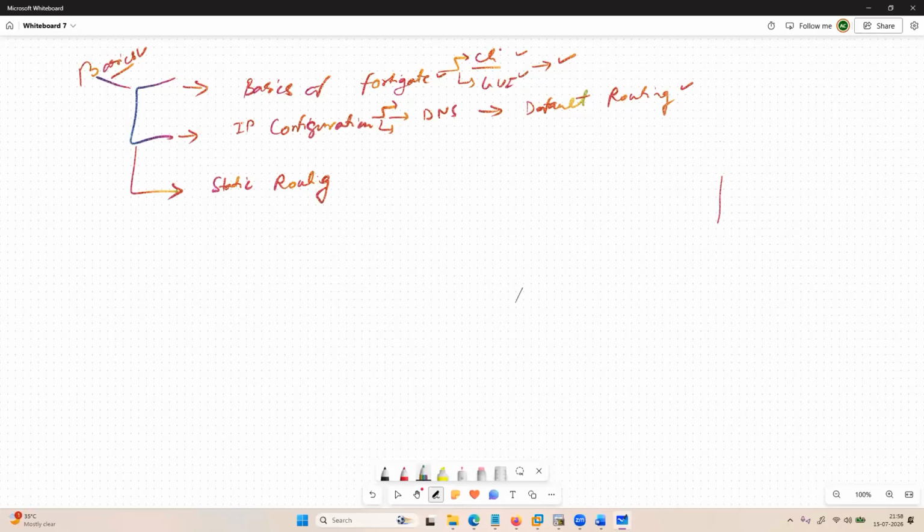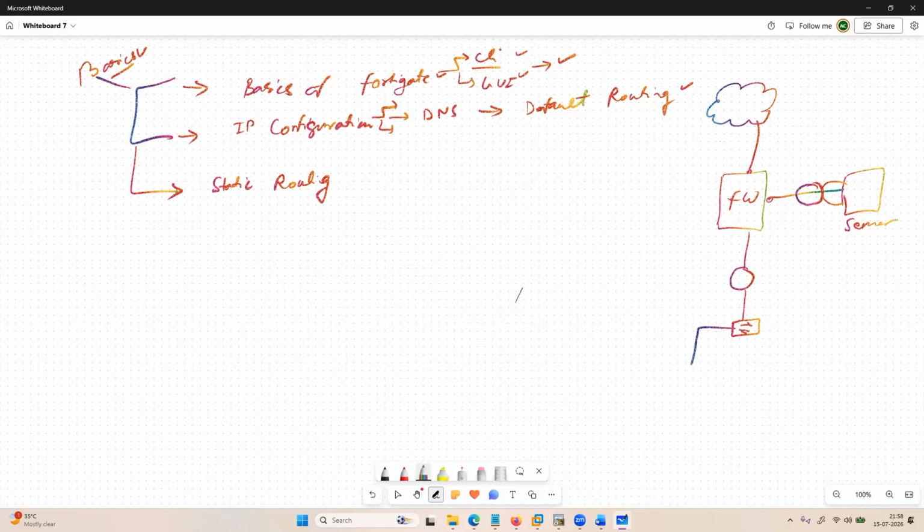If you see this topology, this is your firewall. You have connected this with the internet. Here you have your server area, the demilitarized zone, let's suppose you have a server here. Here will be one router, and all the servers will be behind your router. And here you have your local area network edge router, and here all switches are connected, and then your PCs are connected.